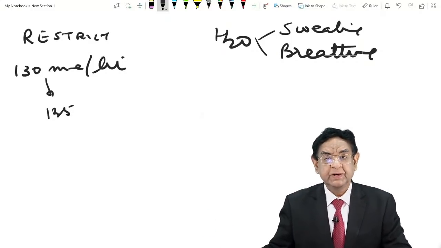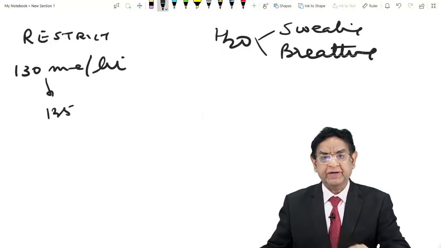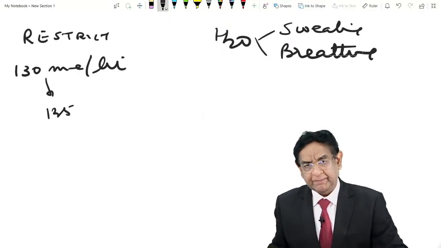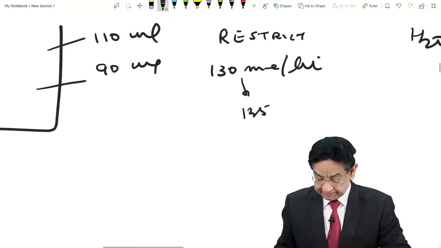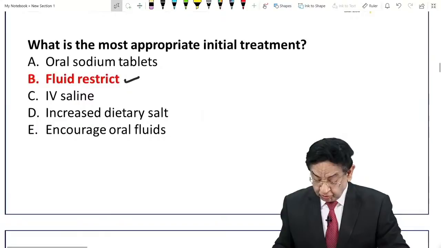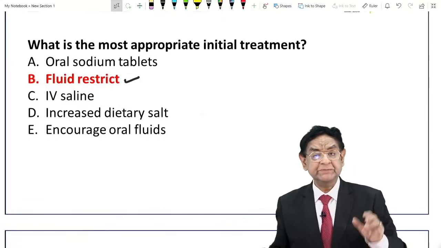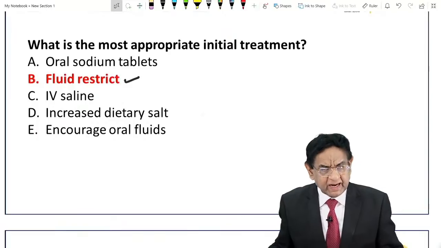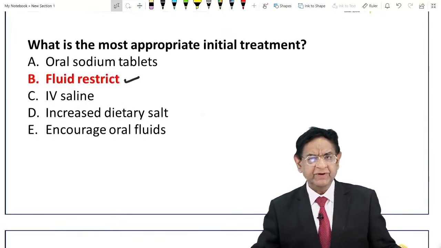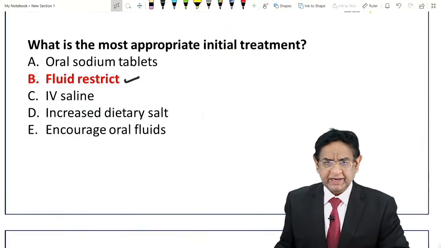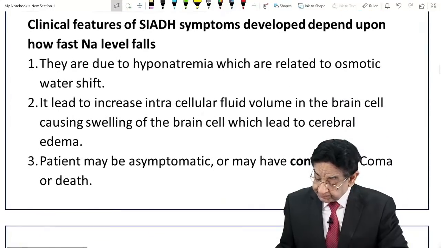The first step is to restrict the water intake. Water is lost, sodium level will automatically come up. I don't think I need to repeat the basic concept. So less water, sodium concentration will go up. It will always be the first step to be used. This is especially when the patient has just mild fatigue, malaise, and hyponatremia is there. Of course, in the initial stage there may be no symptom, or fatigue and malaise can be there. Reduce the water intake, the patient will be all right.